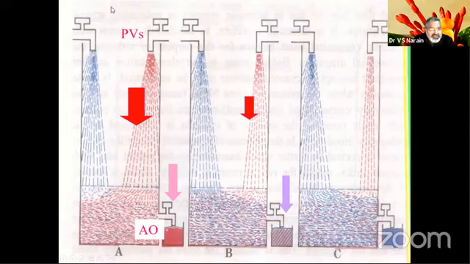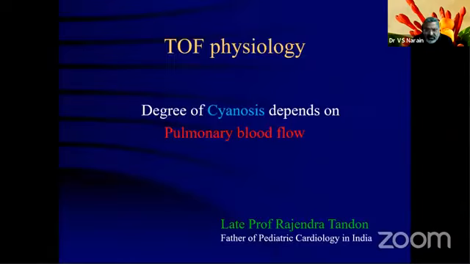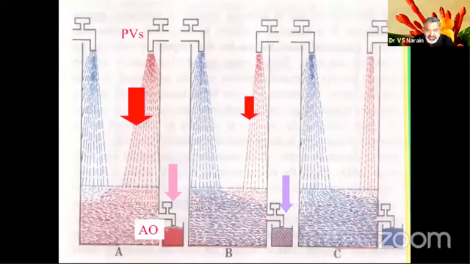And the pulmonary veins will get fed from the pulmonary arteries. So the amount of pulmonary blood flow determines the degree of cyanosis. So just remember that whenever you have cyanosis, the more the cyanosis, the less will be the pulmonary blood flow. The lesser the cyanosis, the more will be the pulmonary blood flow. So that is the basic of cyanotic congenital heart disease, and it has to be remembered, and this is how things will gradually develop.